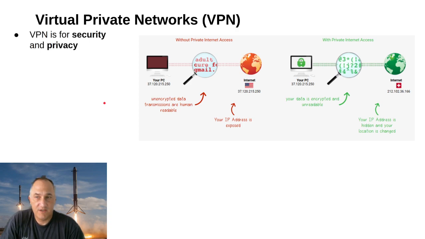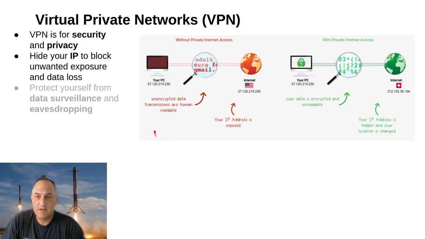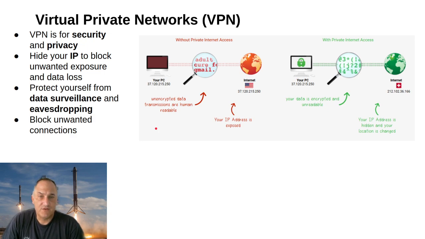So VPN is for security and privacy. That's the first thing that we want to have VPN for. It's also to hide that IP address. Think of an IP address as like a phone number that you have on the internet, to be exposed to the internet. It also protects you from data surveillance and eavesdropping. So these are the basic reasons why we want to have VPN. And you also block unwanted connections. So certain connections that are not needed, these tools help mitigate as well.